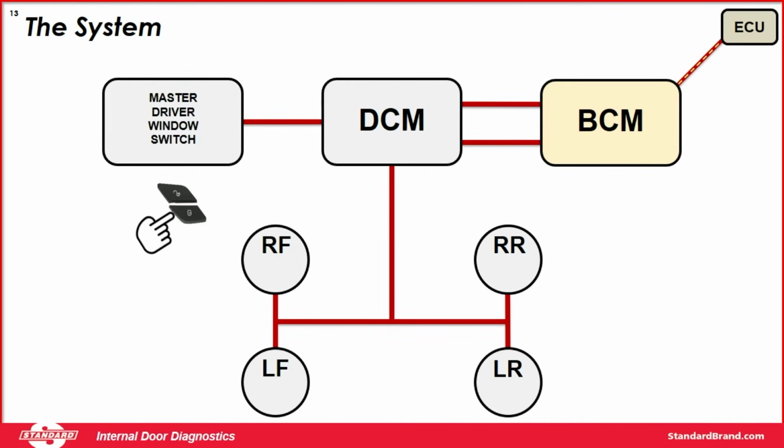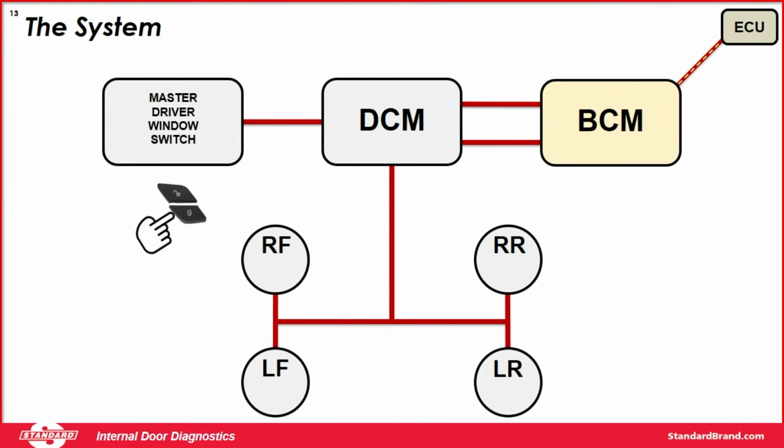But I want to focus on the flow of how these more advanced systems operate, based off of a very common request as well. The request being either a lock or unlock, lock in this situation, and the routine with the DCM in the system. So here's how that typical door lock command travels.